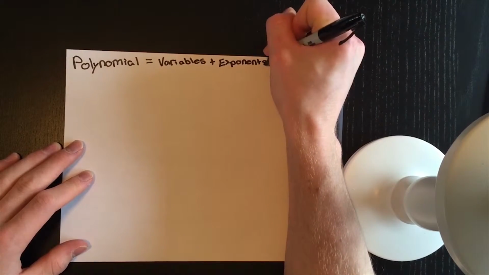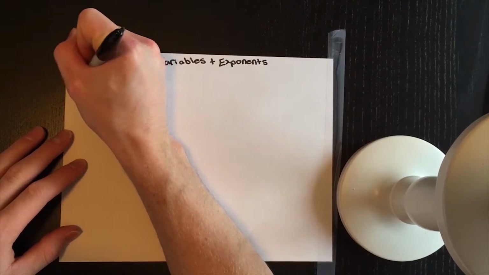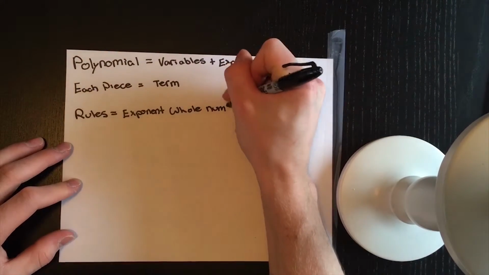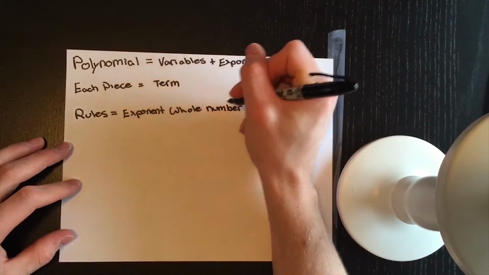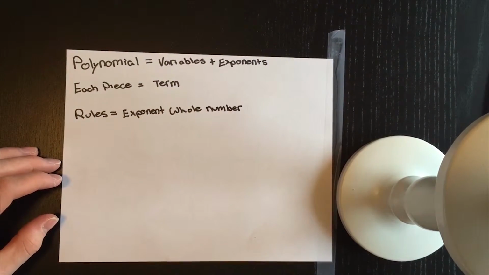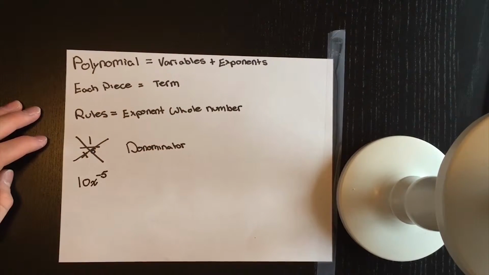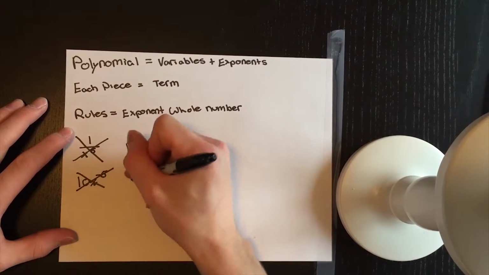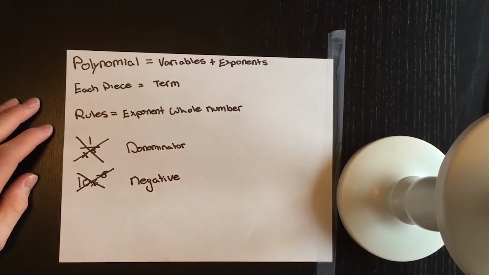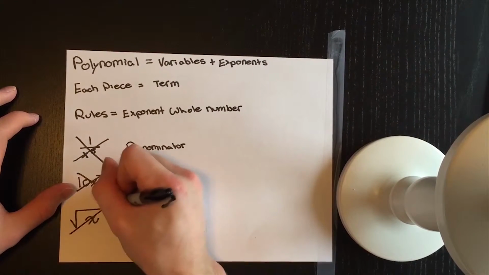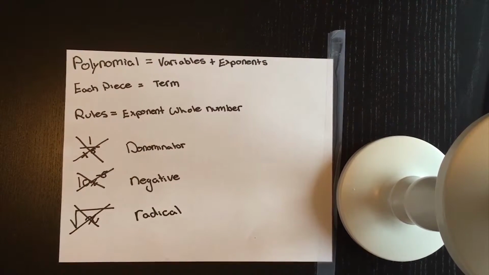Polynomials are the sum of variables and exponents. Each added piece is called a term. Under the rules of a polynomial, the exponents must be raised to whole numbers. This is not a polynomial because the variable is in the denominator. This is not a polynomial because the variable is raised to a negative exponent. This is not a polynomial because the variable is inside a radical.